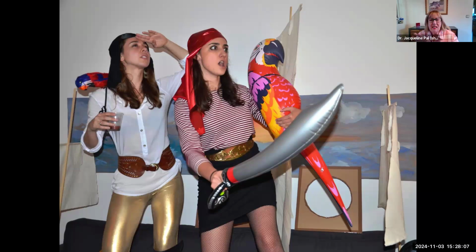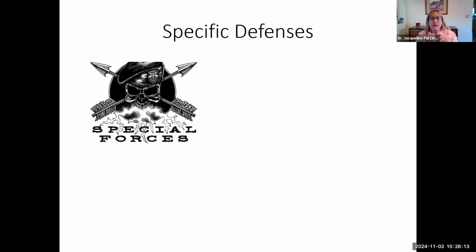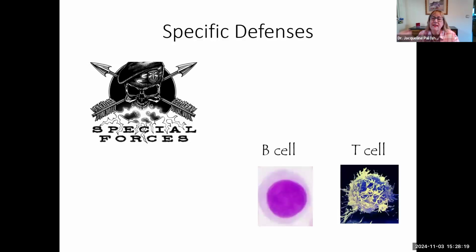And so we need to talk about some terminology before we can start putting things to work. So when we're talking specific defenses, it's like the special forces in the military. And in this case, we're talking specifically B cells and T cells. And they are unique in that they can recognize specific antigens because they have specific receptors for those antigens. Okay, so each B cell has receptors that a specific antigen can bind to. So there's like a million different kinds of B cells with specific receptors, and antigens can only bind to B cells that have their receptors.